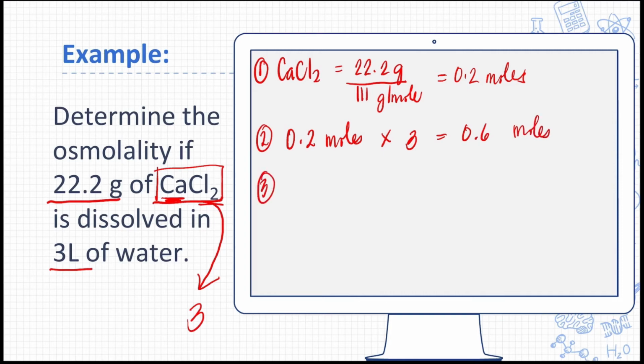And lastly, we can now get the osmolality. That would be 0.6 divided by kilograms of water. So this is 0.2 osmoles.